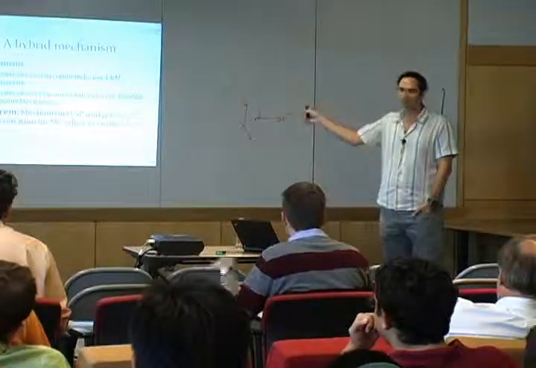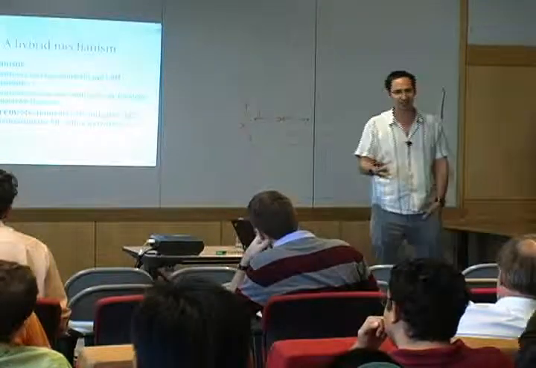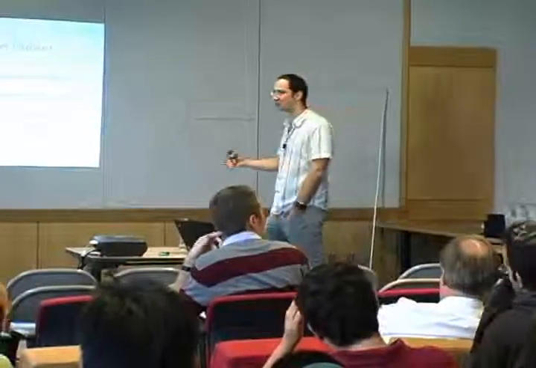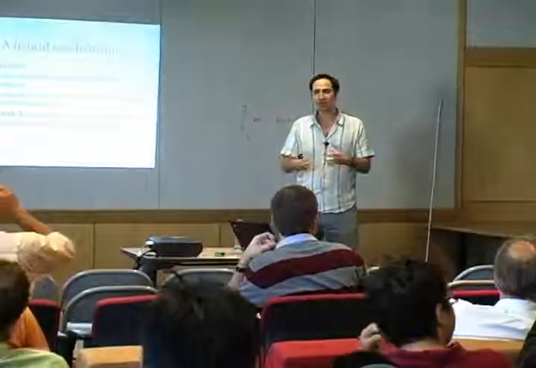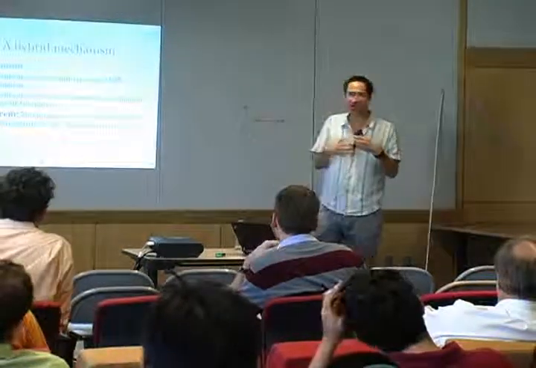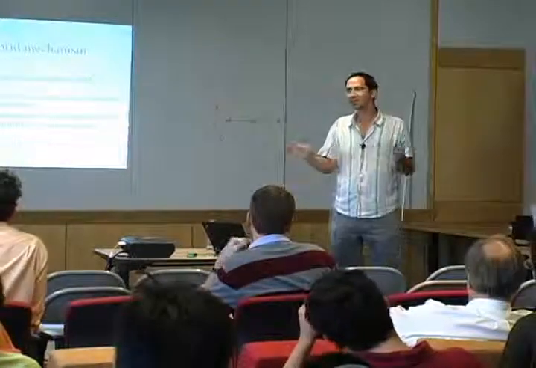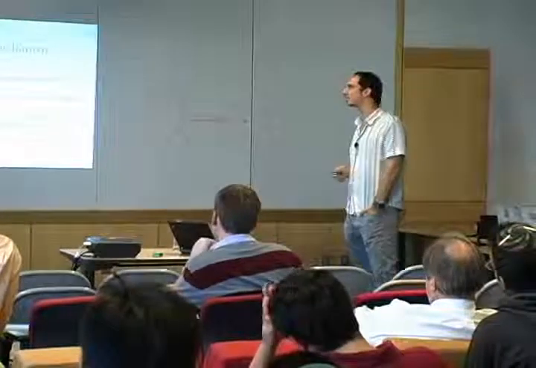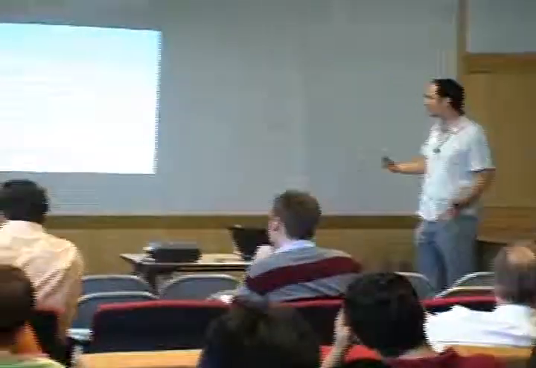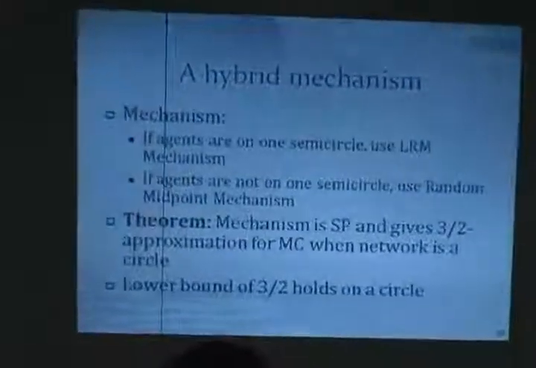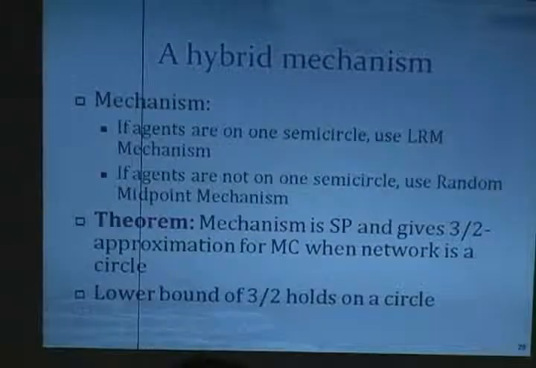So this mechanism is strategy proof. They can't gain from these lies. And it gives, of course, a 1.5 approximation for the maximum cost when the network is a circle. Now, the proof of this theorem is very technical and lengthy, but I really think the striking thing about the result is the result itself. The fact that this mechanism is strategy proof amazes me. I don't know about you, but it's pretty striking. And of course, the lower bound of 1.5 still holds on a circle. So this crazy hybrid mechanism is the best thing you can do with a strategy-proof randomized mechanism on a circle.